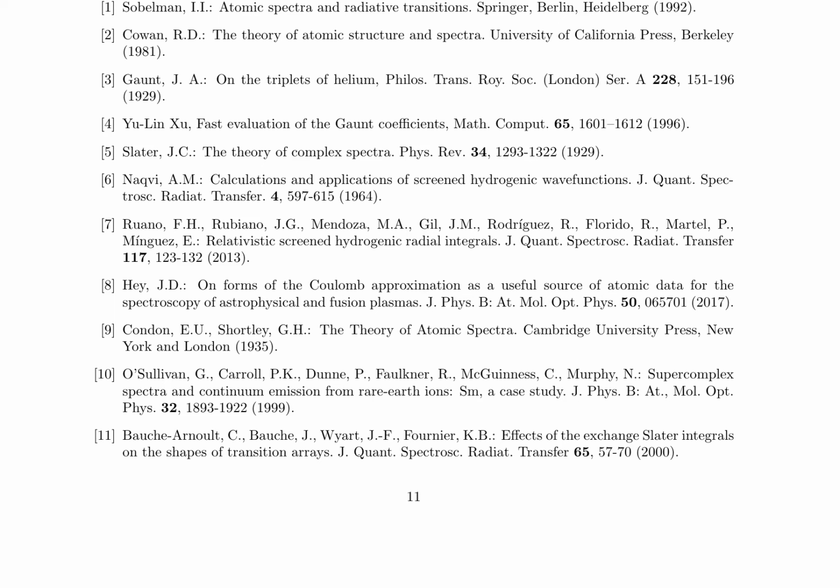The paper concludes by discussing the potential applications of these new inequalities and outlining future work directions. The authors plan to extend this work to derive similar inequalities for relativistic Slater integrals and to tackle the general Racah integrals. This research has significant implications for advancing our understanding of atomic spectra and radiative transitions, with potential applications in astrophysical and fusion plasma research.